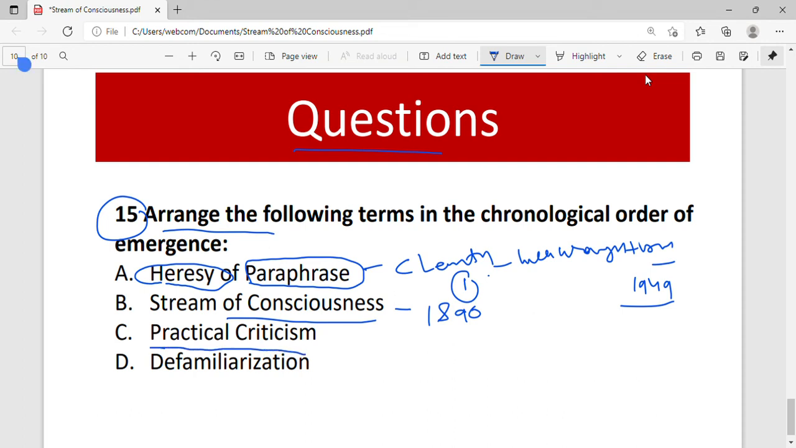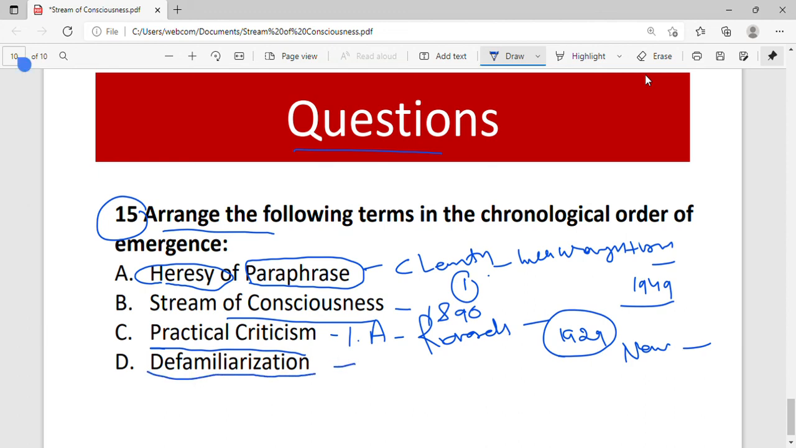Practical Criticism was by I.A. Richards, and it was published in 1929. This is where he gave a paragraph for close reading to his students, and they had to interpret that without being told which author had written it. This is how your New Criticism came into existence.